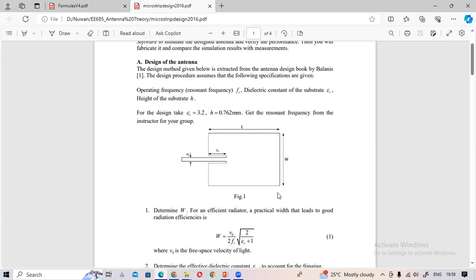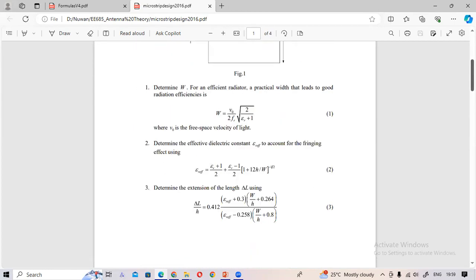The dimension of this antenna is mainly dependent on the design frequency. For example, this width is directly related to the design frequency, so you are given the equation. This is in meters. V naught is the velocity of light, and this is the design frequency. And epsilon is dependent on what?